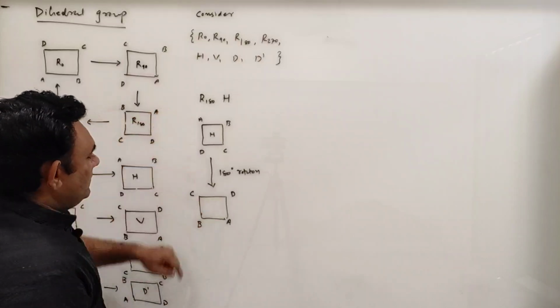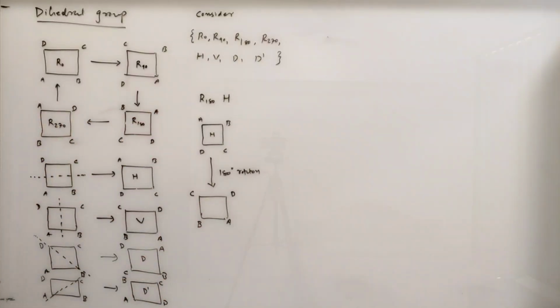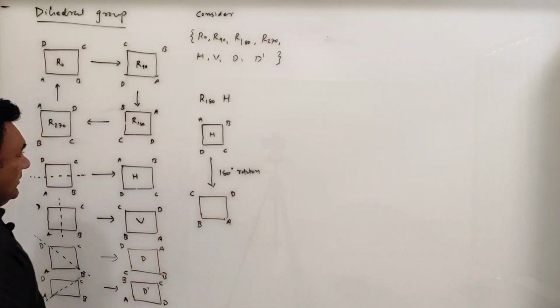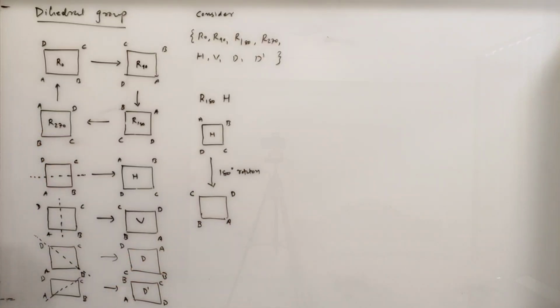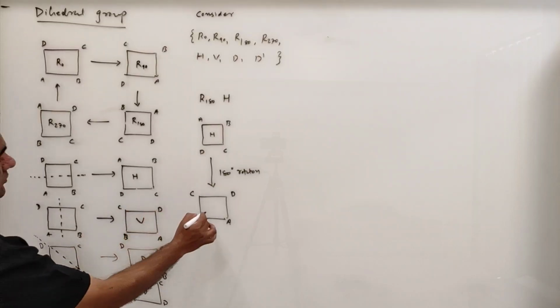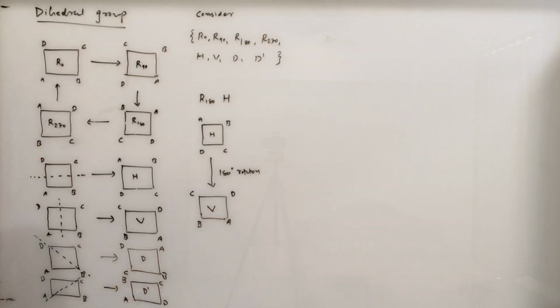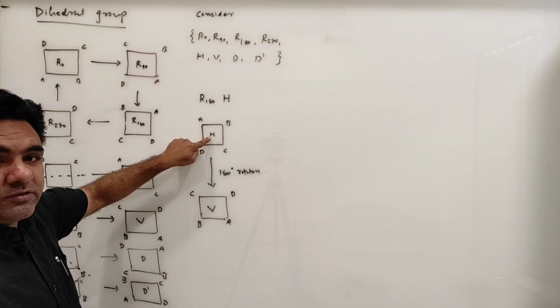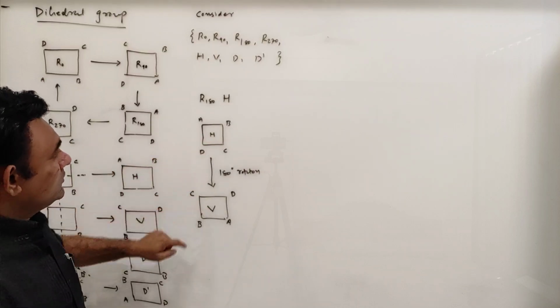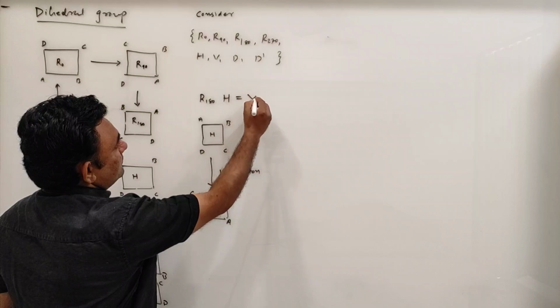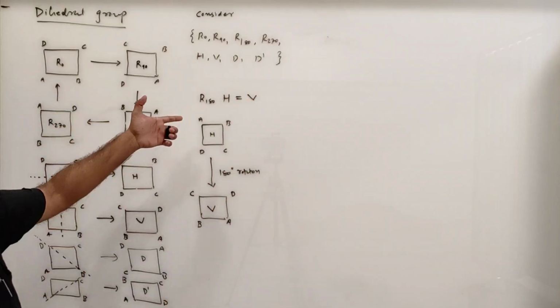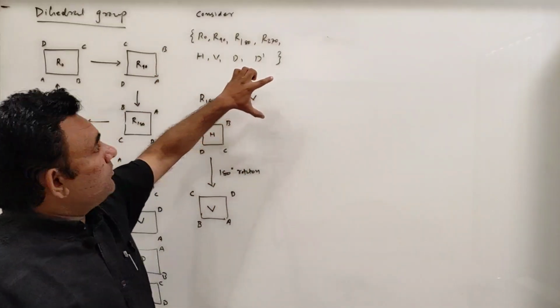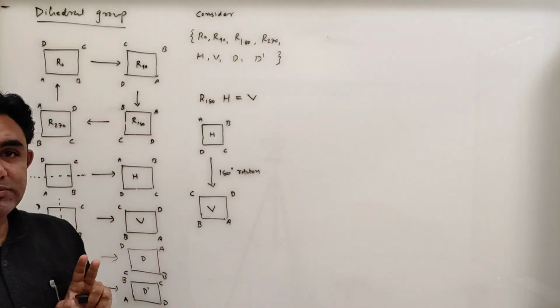So here I have, so what is this position? A, B, C, D. Here you can see A, B, C, D. So this is my position V. So if I give 180-degree rotation on H, then I will get V. So the product of these two is V. Similarly, you can find the product of any two elements here.